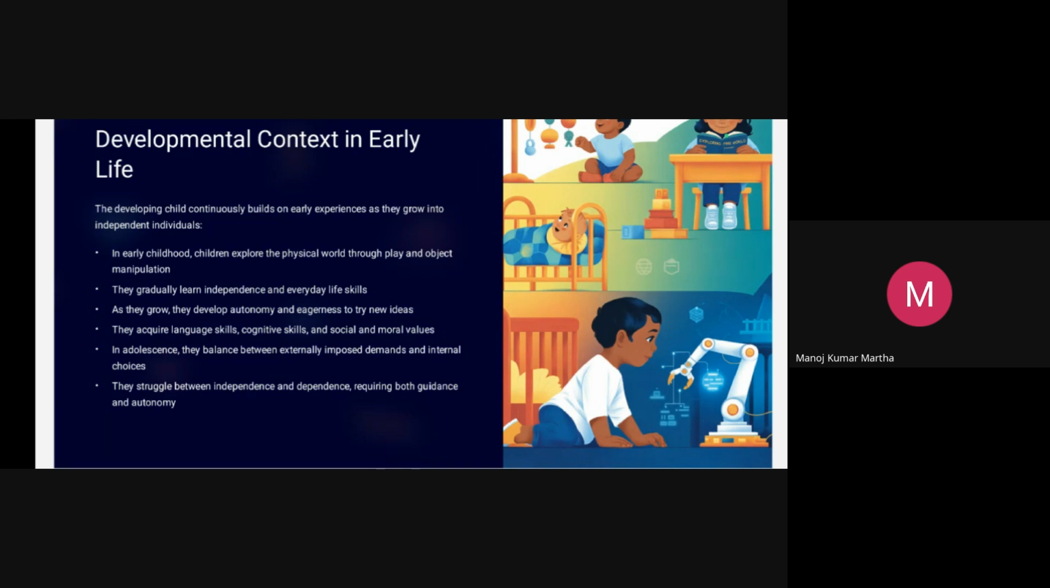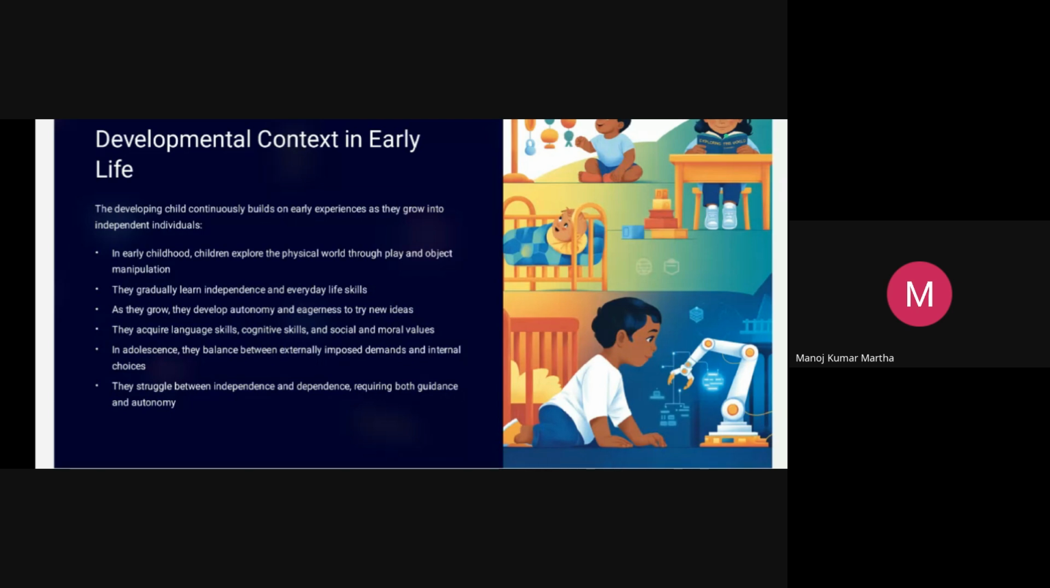Then the second thing, the family also provides independence. It gives autonomy to the child to perform different life skills. Initially they provide some help, as young children are unable to perform their daily duties. But as they gradually grow up, some independence is provided to them, which helps them learn different skills. As they grow, they develop autonomy and eagerness to try new ideas, so the family provides that kind of opportunity.